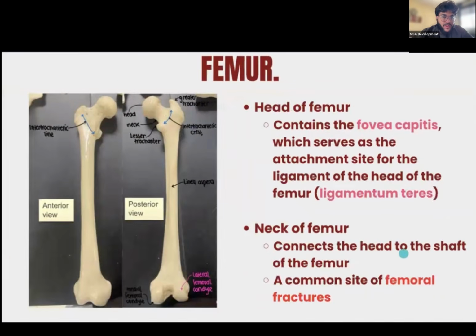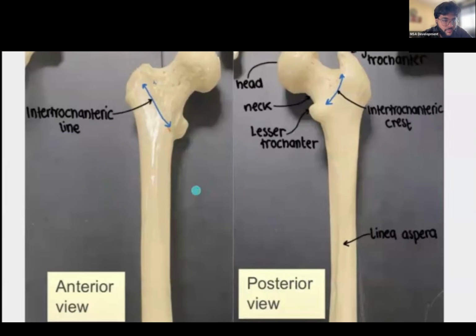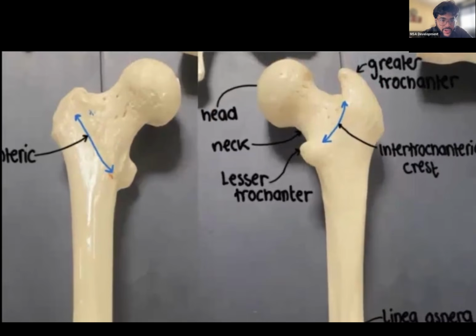Next up, the greater and lesser trochanters of the femur. Over here, you can see your greater trochanter. The greater trochanter is your large bony projection on the top of your hip bone. It's responsible for the connection to the gluteus medius and minimus. And then you have the lesser trochanter, which is underneath over here. It's the posterior medial projection, and it's the attachment site for the iliopsoas muscle, which is your main hip flexor.